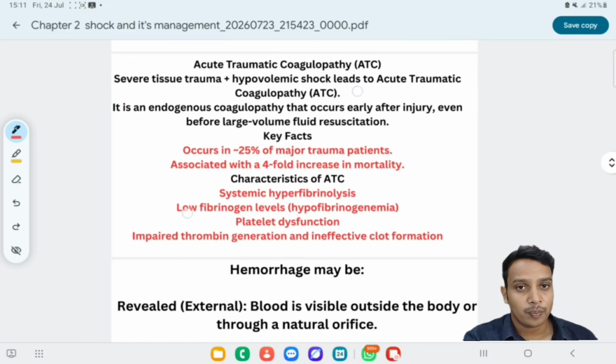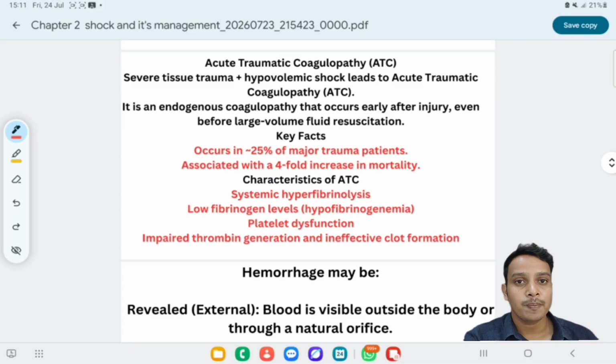So this acute traumatic coagulopathy is characterized by a hyperfibrinolytic state. There is no clot formation and there is platelet dysfunction. This leads to a DIC kind of state and the patient will start bleeding like anything. This acute traumatic coagulopathy occurs in 25% of our trauma patients, and it increases mortality by 4 times compared to our normal trauma patients. So whenever there is severe tissue trauma, such as in crush injury associated with hypovolemic shock, remember there is a term called acute traumatic coagulopathy. It leads to more bleeding in the patient.